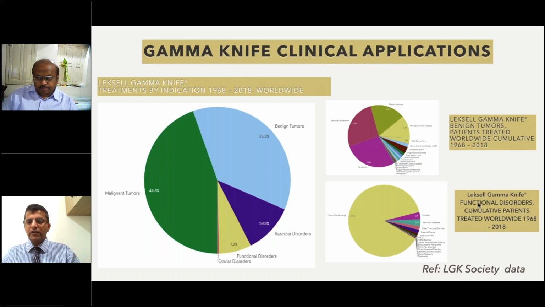And we could see that for functional disorders, the majority of the treatments are for trigeminal neuralgia. And there are many other functional disorders, including epilepsy, which is coming up. There are many centers now coming up with functional radiosurgery. They are known as functional microradiosurgery procedures.